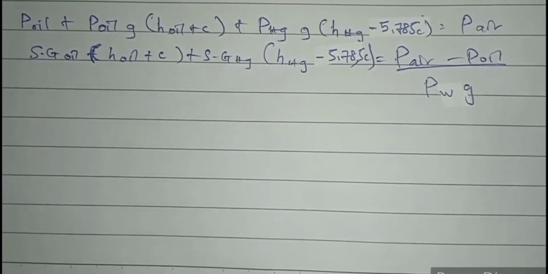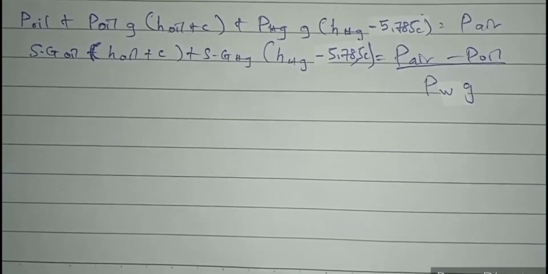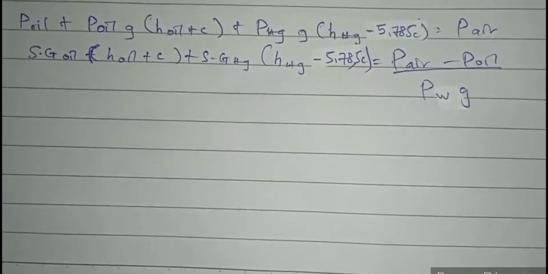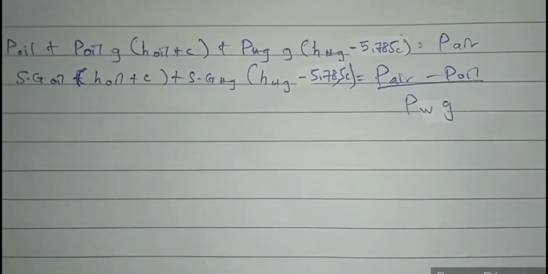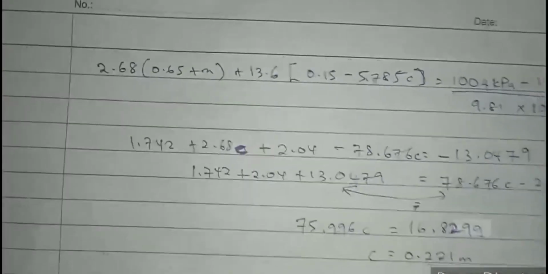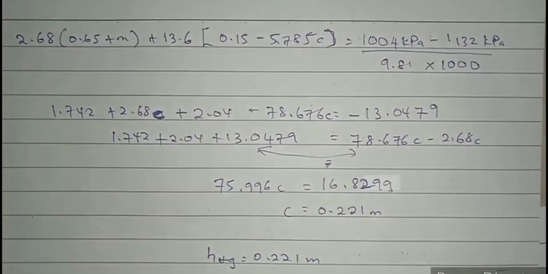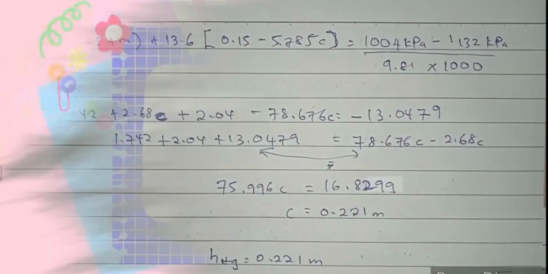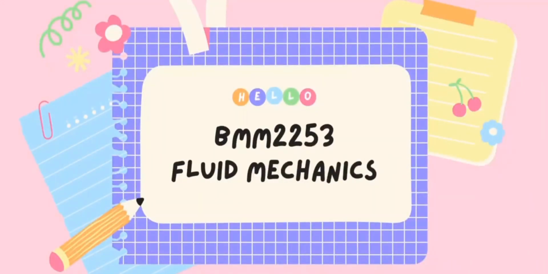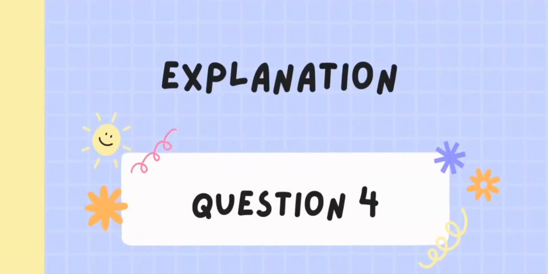Now to find the mercury level, we can write like this, and we just insert the value, and then we can get the answer. That's all. Thank you. Okay, moving on to question 4, our last question.